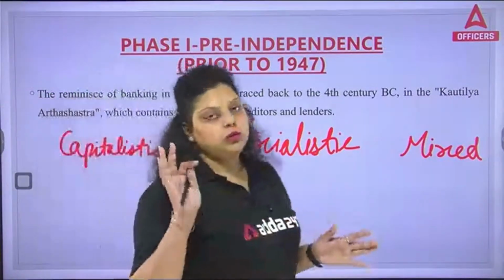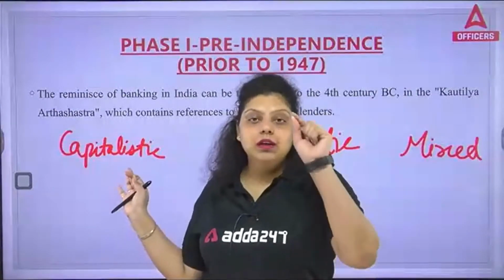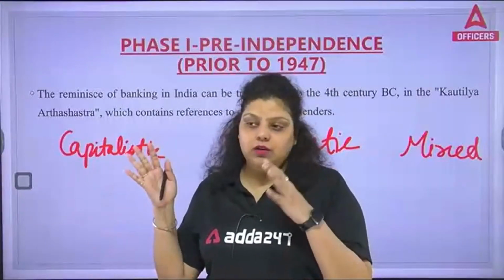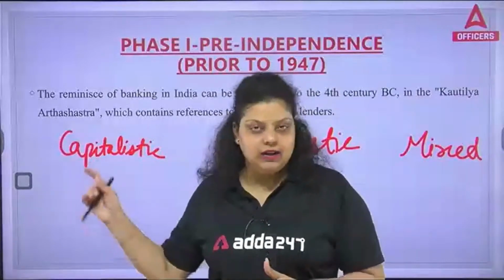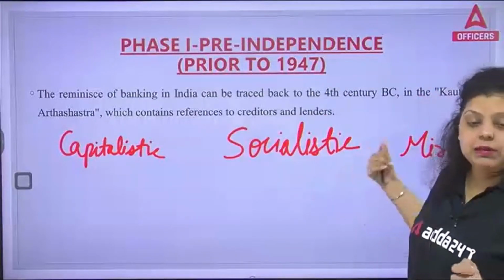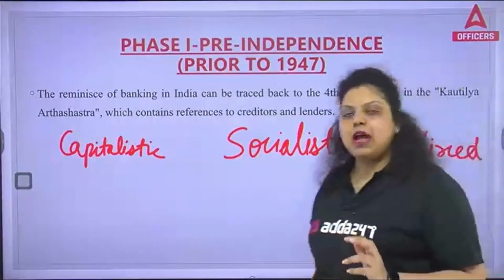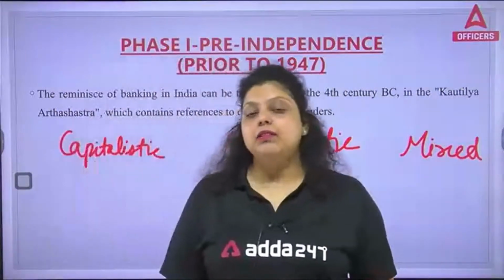Okay, fine. So there are three economic systems. First, the capitalistic economic system is a system formulated by, or governed by, private industries. Second, socialistic is run by government, and mixed will be run by both private and government. Now, in the case of a capitalistic economy, we know private industrialists run the economy.